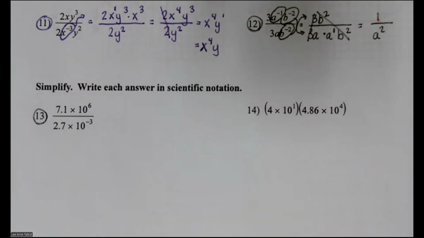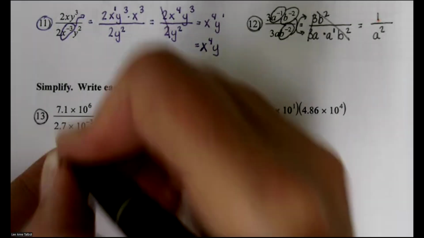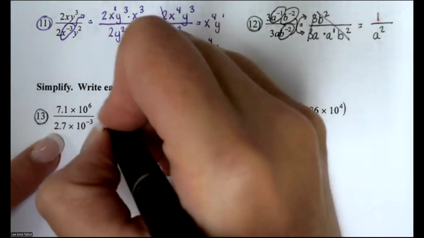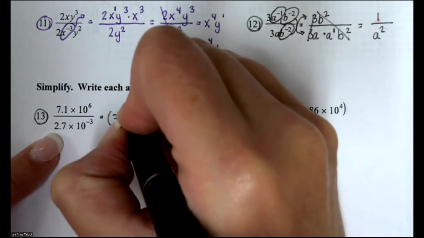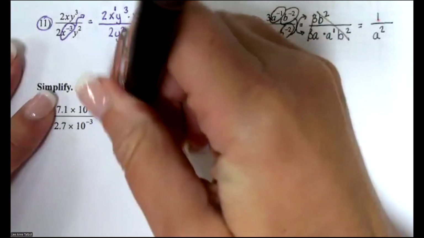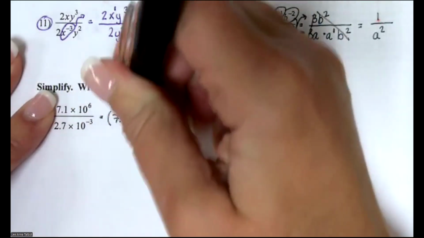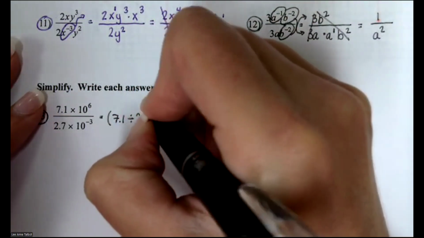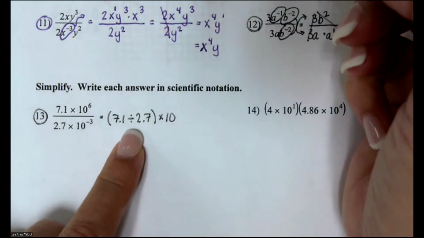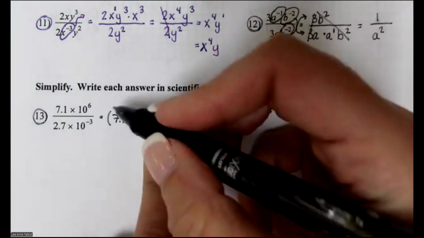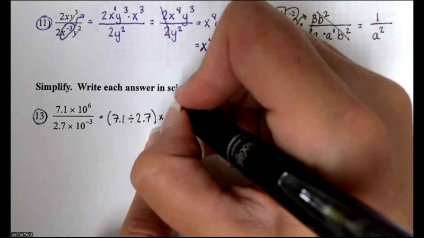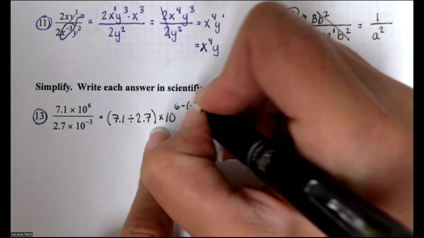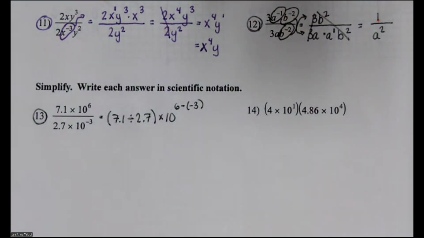Number 13, scientific notation. Okay, so this is a division problem. So you divide the numbers in the front. Divide the numbers in the front, then put times 10, and then subtract the exponents. You have to be really careful here. It's not 6 minus 3, it's 6 minus negative 3.